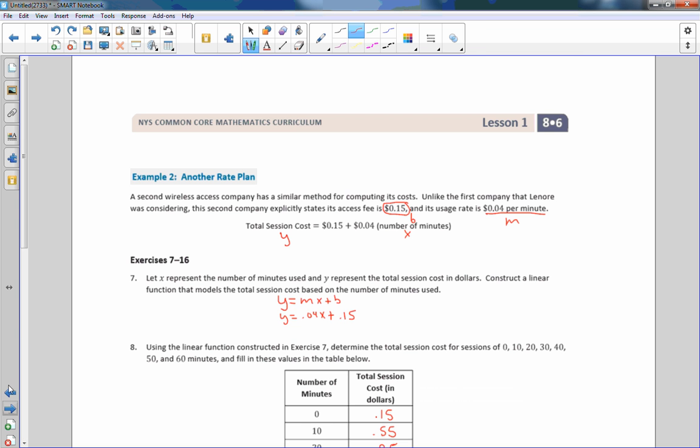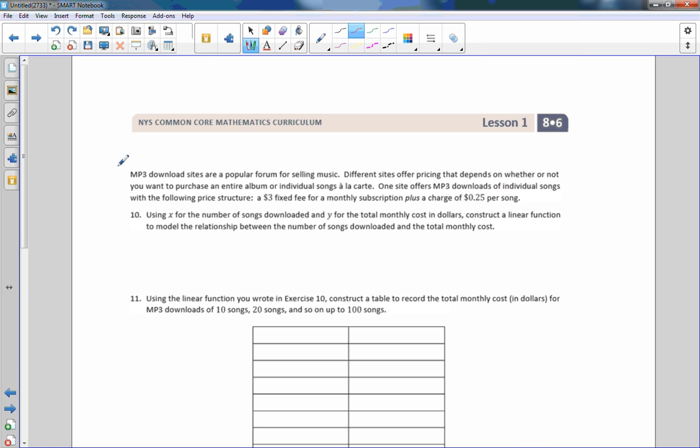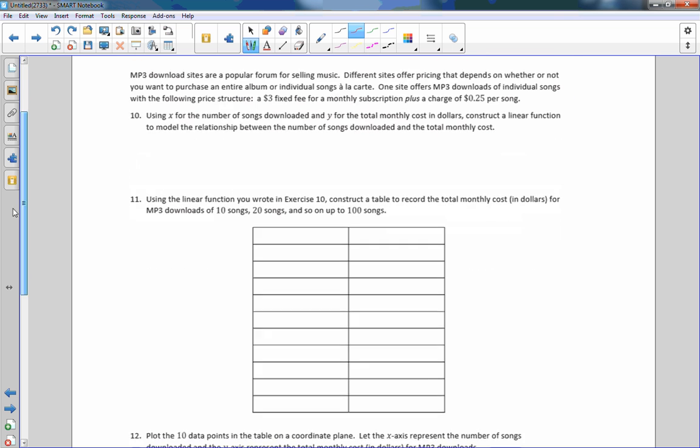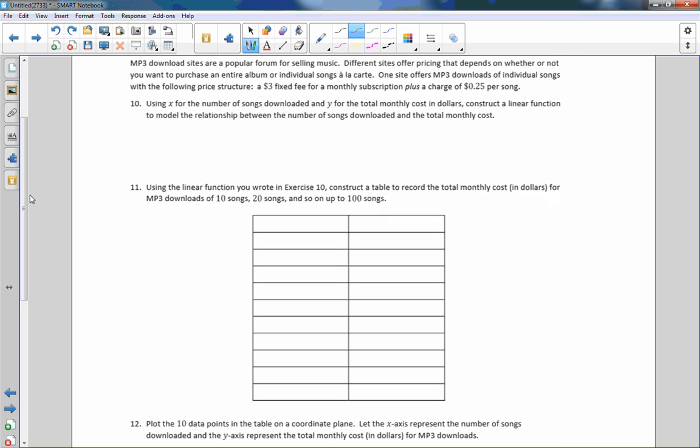MP3, where was I? I had it. Okay, MP3 download sites are a popular forum for selling music. Different sites offer pricing that depends on whether or not you want to purchase an entire album or individual songs a la carte. One site offers MP3 downloads of individual songs with the following price structure: a $3 fixed fee for a monthly subscription plus 25 cents per song. That's pretty cheap.